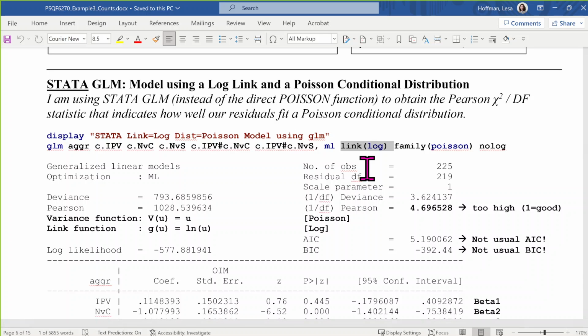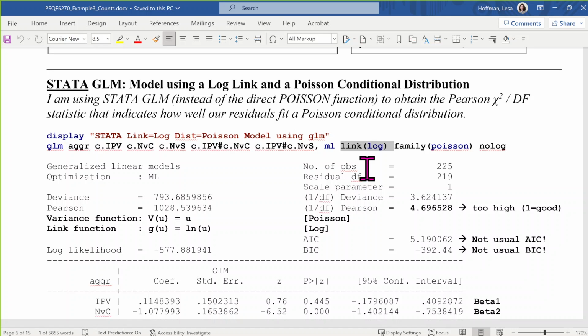So it's not taking a log of the data. This is one point of confusion, that if I were to do a log transformation of this data, I would not get the same result. What it is a log transformation of is the conditional mean to be predicted by the model.